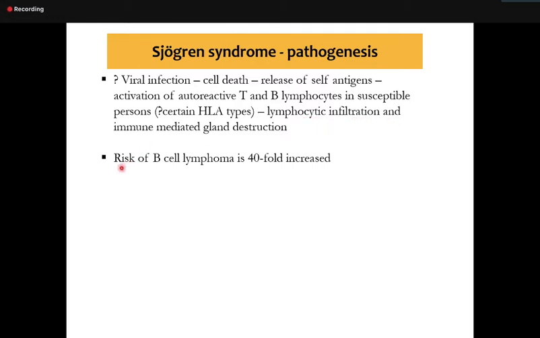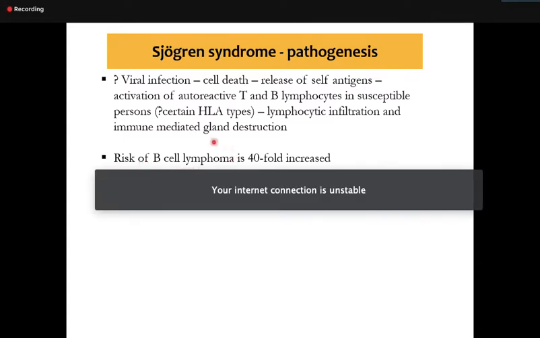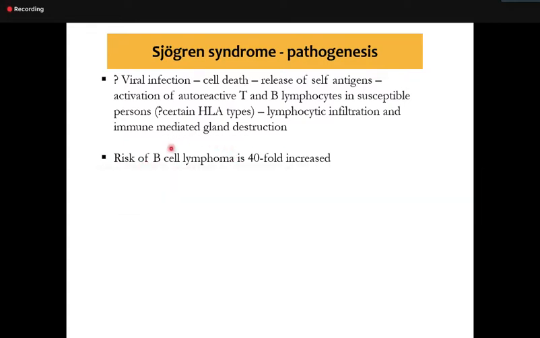As a result, there will be inflammation with immune pathology. The risk of B cell lymphoma is 40-fold increased in patients of Sjogren syndrome. Now, lymphoma is a lymphoid malignancy. Because of the proliferation of these cells, because of immune stimuli, lymphocytes are prone to genetic abnormalities, and as a result, they develop B cell lymphomas.